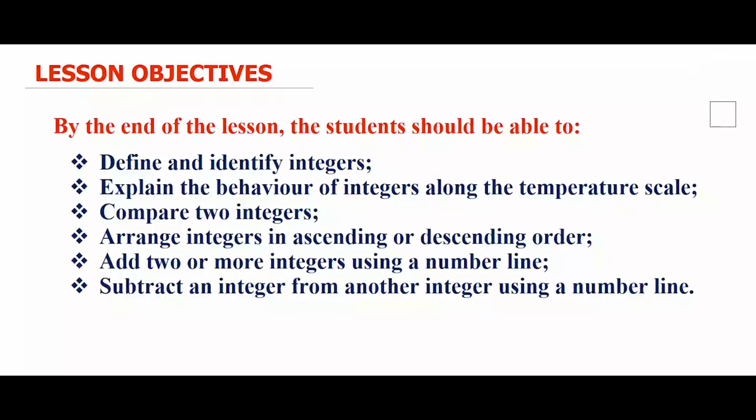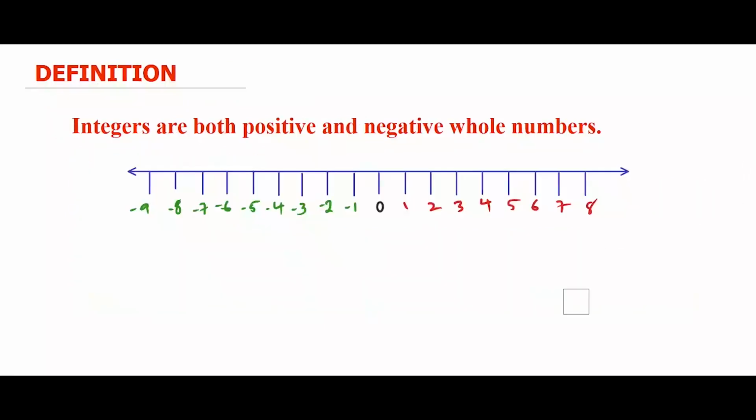What are integers? Integers are numbers you have been coming across ever since you started learning mathematics. Probably you may not know that they are called integers. Now let's look into the definition of integers. Integers are both positive and negative whole numbers. The whole numbers are counting numbers including 0.